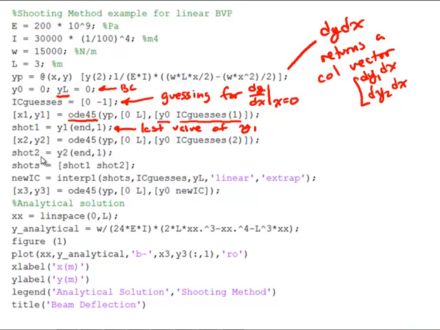So then we'll take a second shot. And the only difference for the second shot is that now we're using the second guess, I see guess 2. And then again, we'll save the last value and put the shots together in a column vector. That's a prep for the linear interpolation. Then the next step is the interpolation.